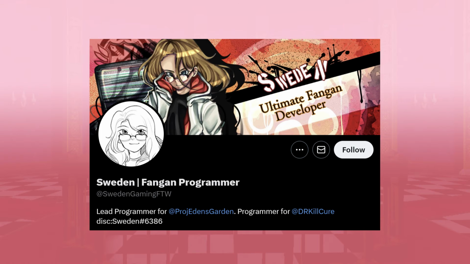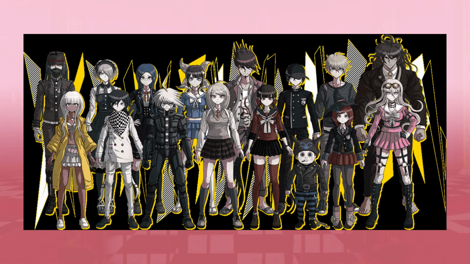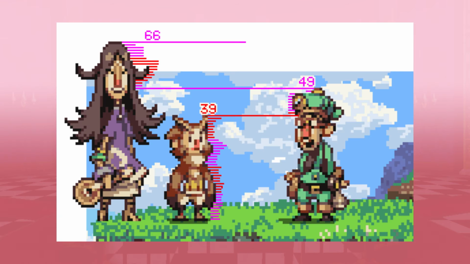I'd also like to share some tips from Sweden, the lead programmer for Project Eden's Garden. He once again emphasizes the art pipeline, which has already been touched on in this video. He also pointed out the importance of sprite resolution if you're going to be using a game engine. That resolution should be divisible by 4, for example, 2048 by 2048, or 1024 by 1024. You should also have a height chart for all of your characters, so that their sprites can be scaled correctly in comparison to each other.